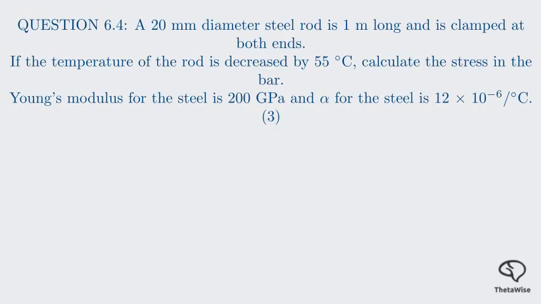First, let's understand the concept of thermal stress. We know that materials expand when heated and contract when cooled. In this case, the temperature is decreasing, so the steel rod wants to contract. However, the rod is clamped at both ends, which means it is prevented from contracting. This restriction creates an internal stress within the rod, the thermal stress.